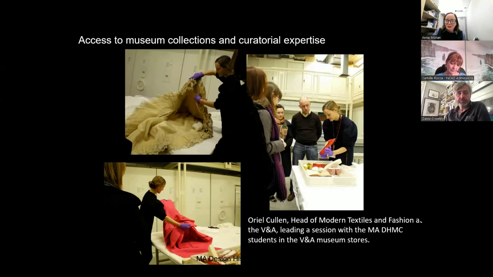So each cohort of students goes on a trip to London, and it's fantastic. The itinerary is different every time we go. It really depends on what's on, exhibitions, etc. And we meet with curators. This is a trip that I took the students on, and we were lucky enough to meet with Oriel Cullen, an Irish curator based in the V&A. She's the head of modern textiles and fashion at the V&A. And she did this fantastic session with the students where she invited them to look inside the garments to study their inner construction. And there you can see her also showing a collection of shoes to the students.